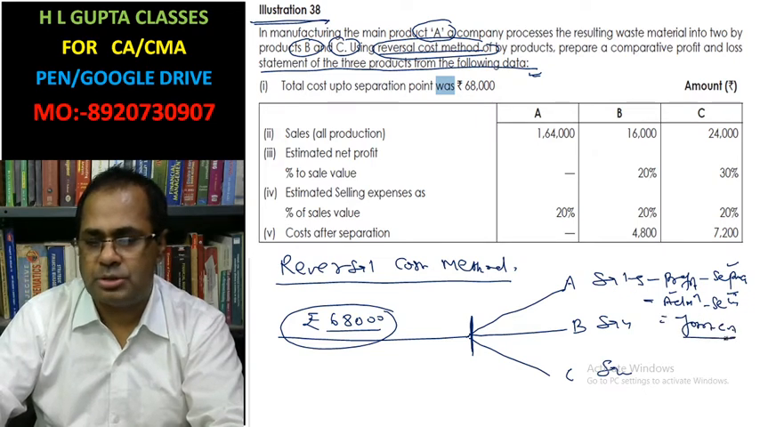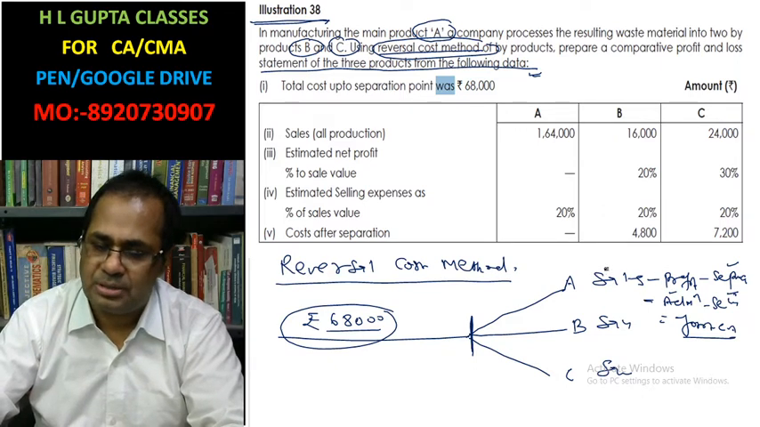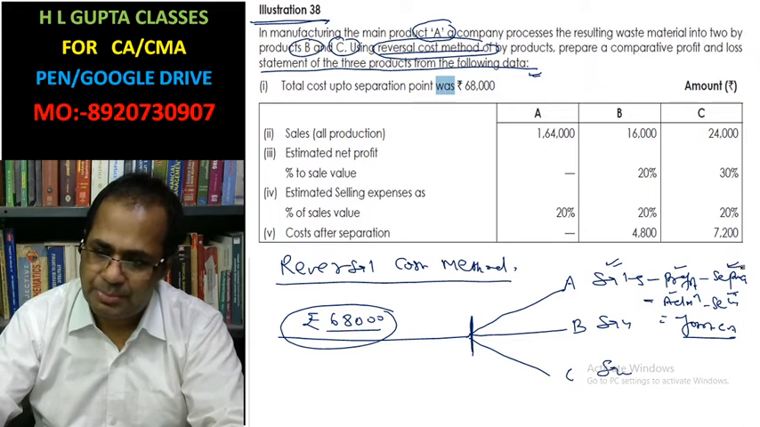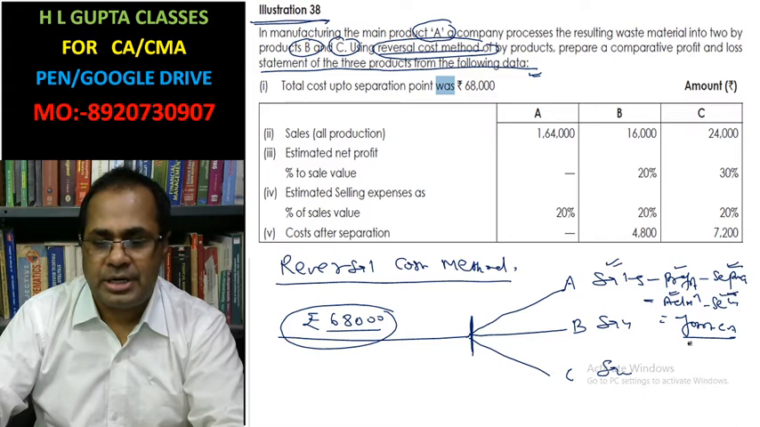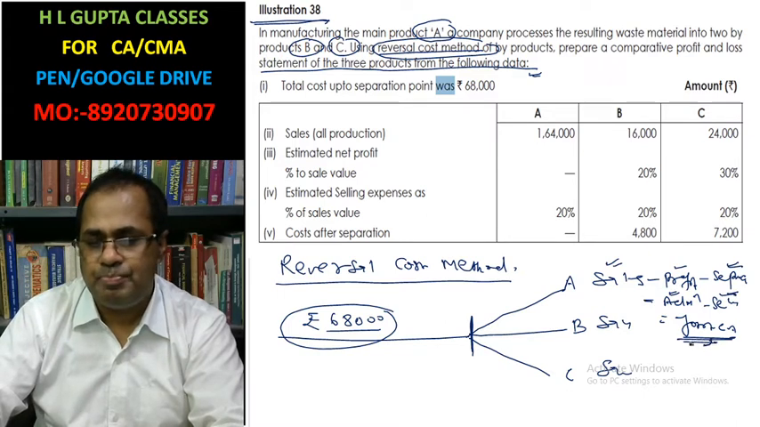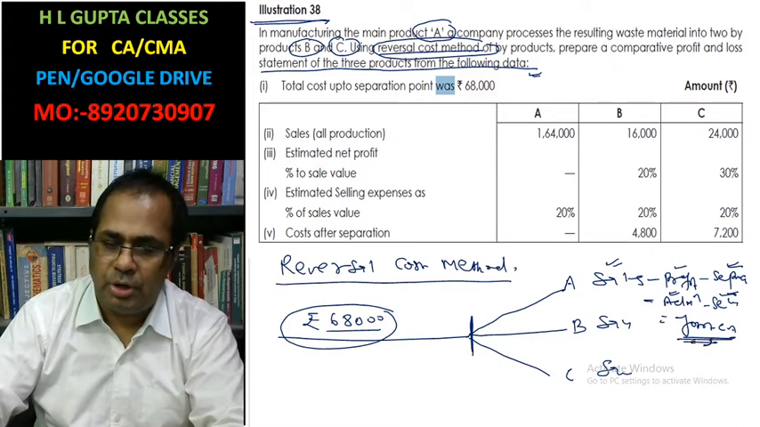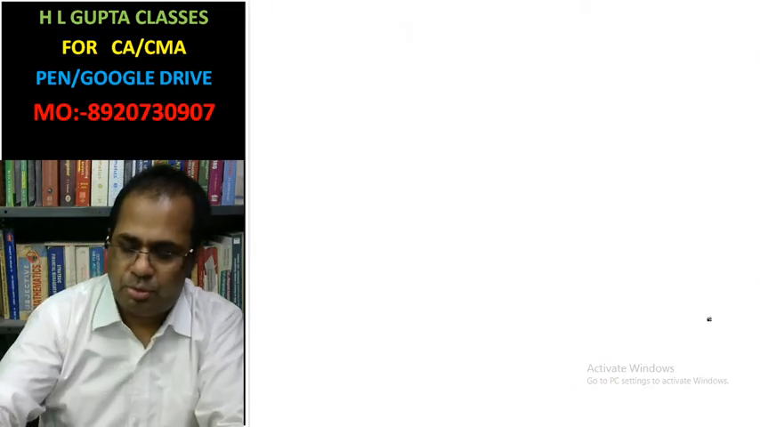So first you have to calculate the sales minus profit, thereafter subtract separation cost, administrative cost and selling cost, and the resultant point will be your joint cost. That I am going to look at here.